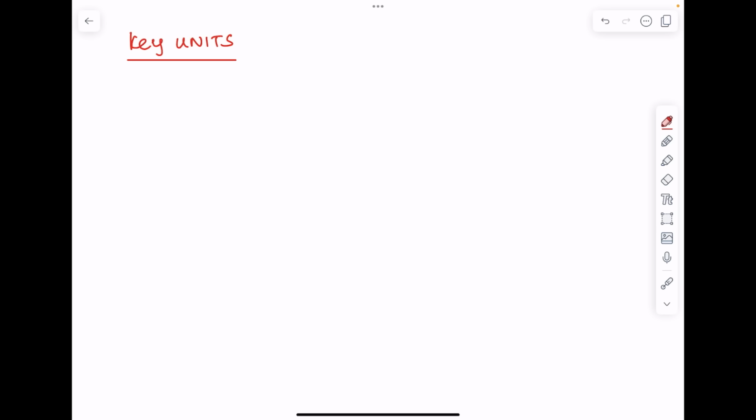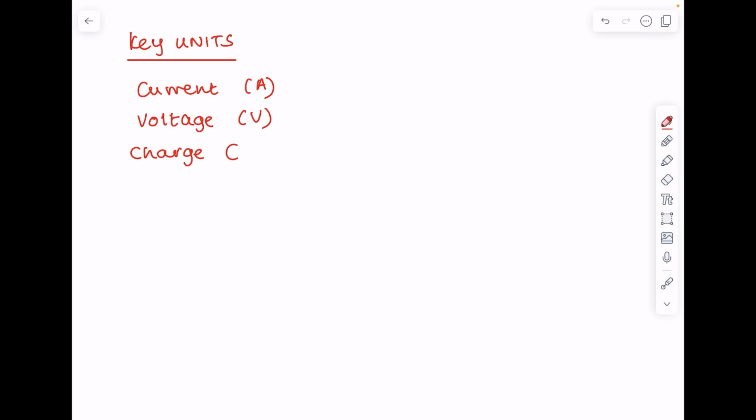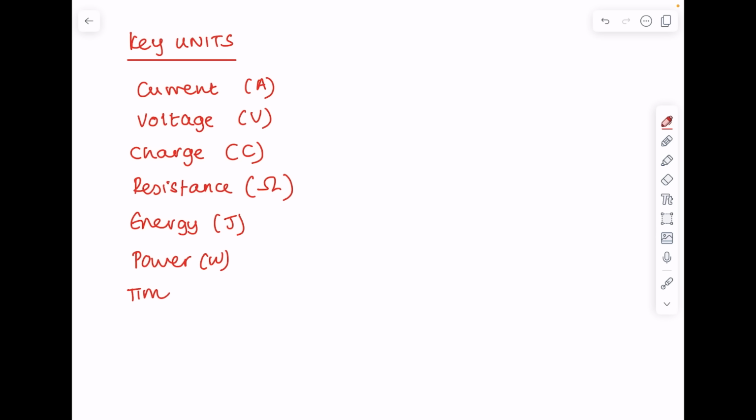So just to reiterate some key units, we say that current is measured in amps, voltage is measured in volts, charge is measured in coulombs, resistance is measured in ohms, energy or work done is measured in joules, power is measured in watts, and time, which will always come up in electricity, is measured in seconds. And just to remind you, often you get something like 7 milliamps as being described as being the current. You need to convert that into amps by dividing that value by 1,000.